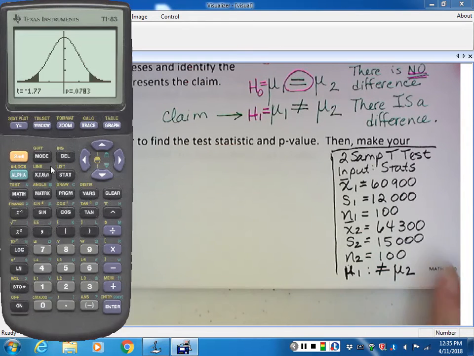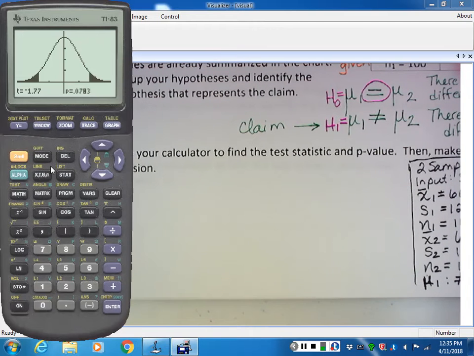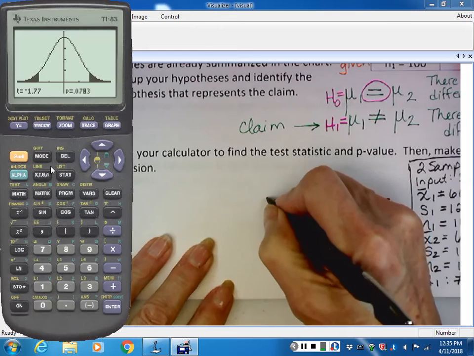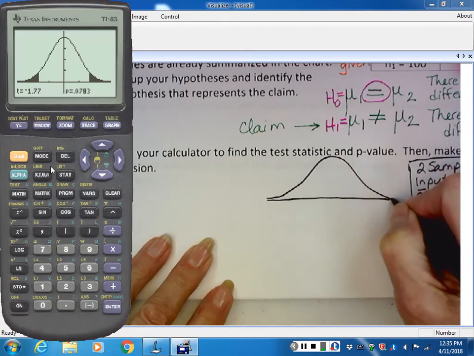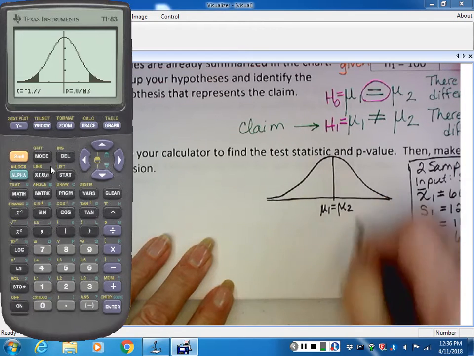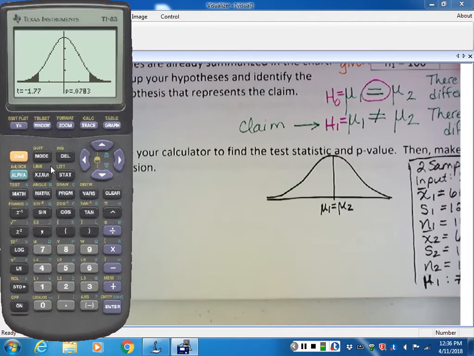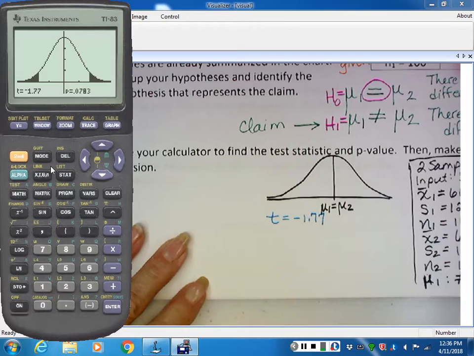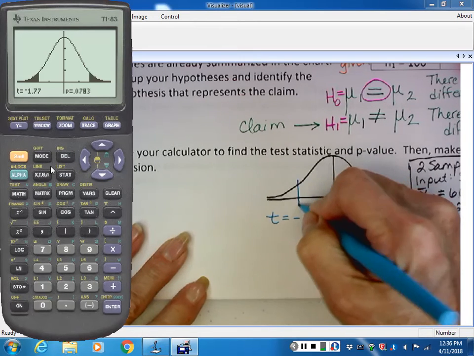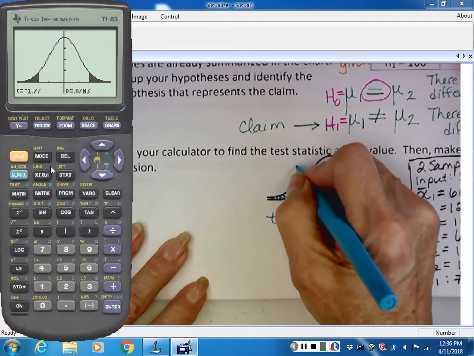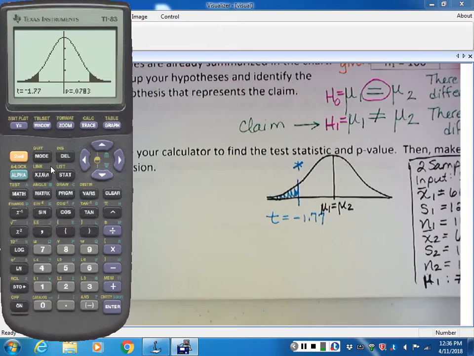So here's what we get when we actually get the draw menu. It says that our test statistic is negative 1.77. That puts us there. So this is our sample.